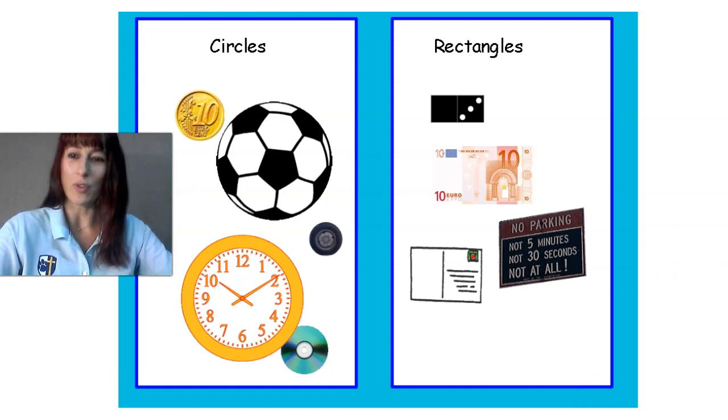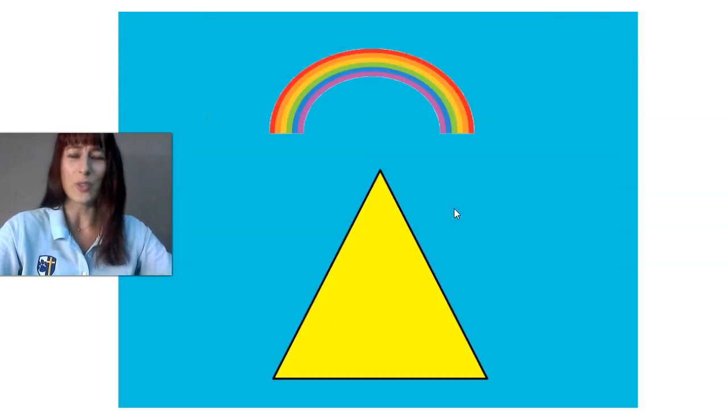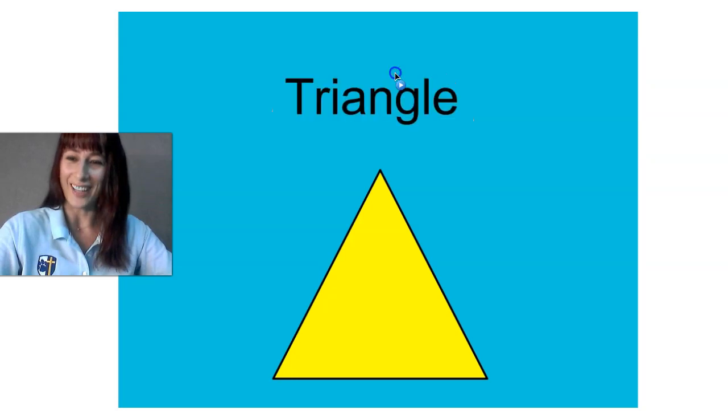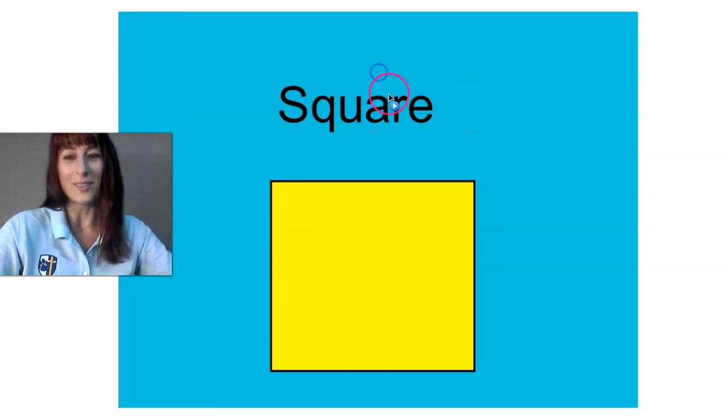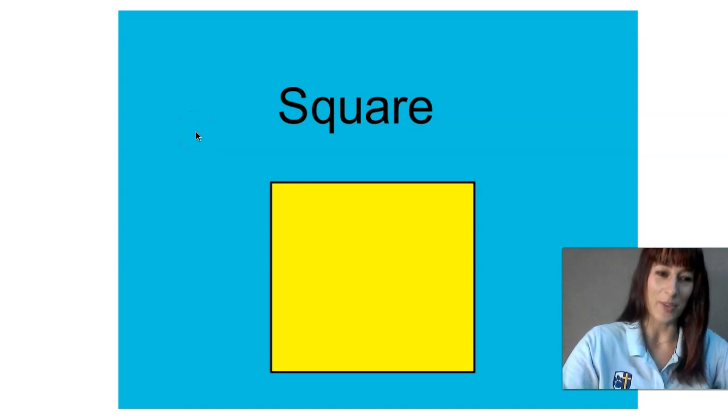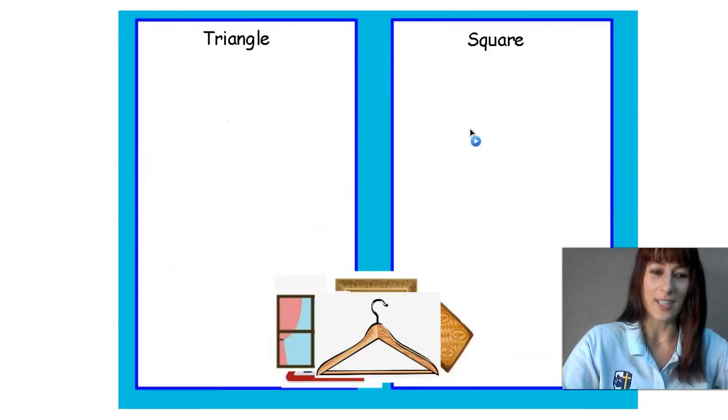Very good. Let's move on to the next plane shape that you will again recognize. You'll be like, oh, I know that one. This is called a triangle. Very good. And here we have one more that you will be familiar with, called a square. Nice job. Now let's look at the objects that you can see around you and see if you can help me to sort these objects. In these objects, do you see triangle or do you see square?